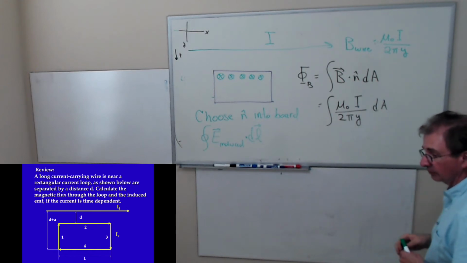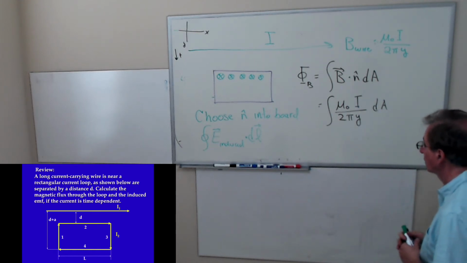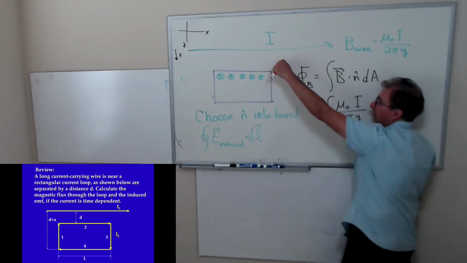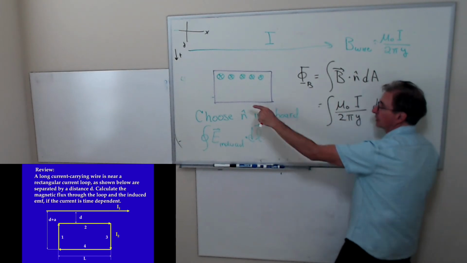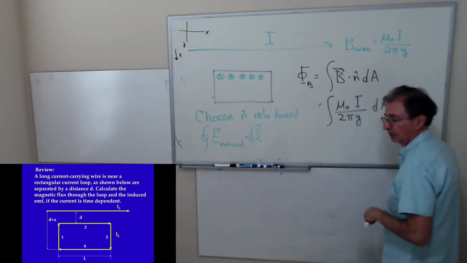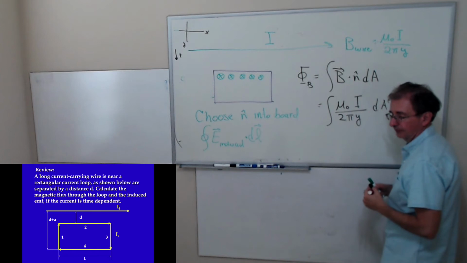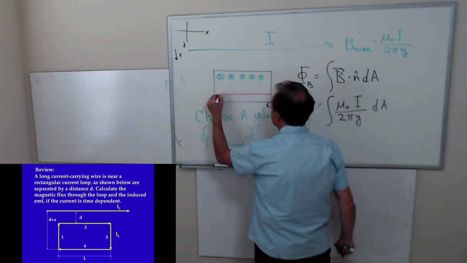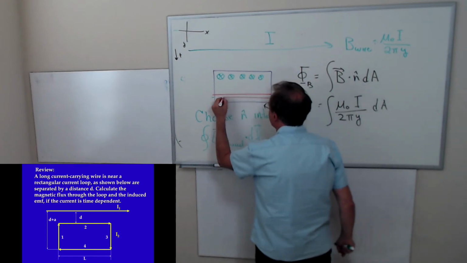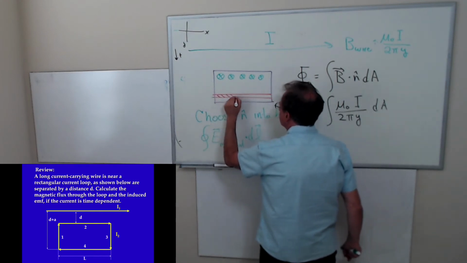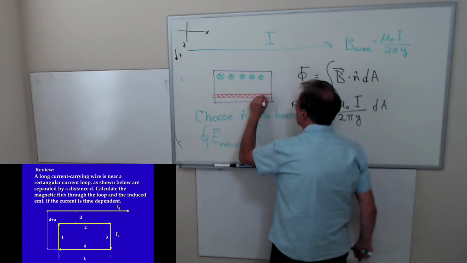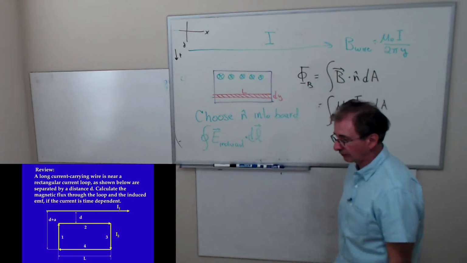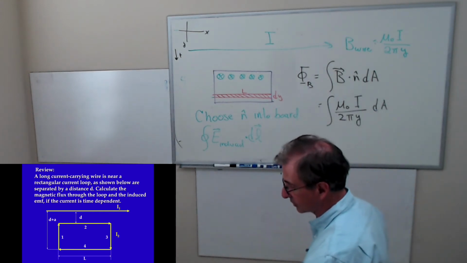What's my dA? I know that the magnetic field decreases in this direction, but it doesn't decrease horizontally. So I can break this up into areas that are small enough so that the magnetic field is constant over that strip. So I'm going to make a strip here of thickness dy and length L. The magnetic field across that entire strip is constant.